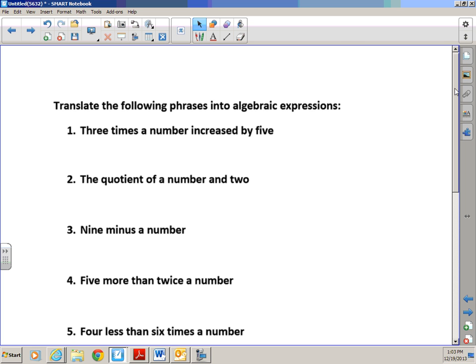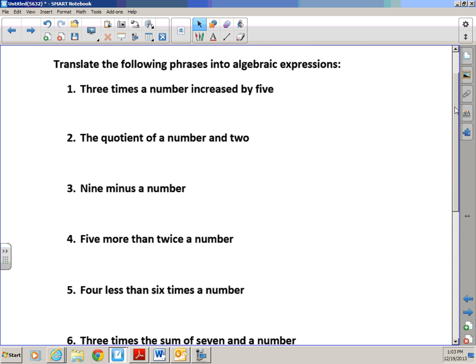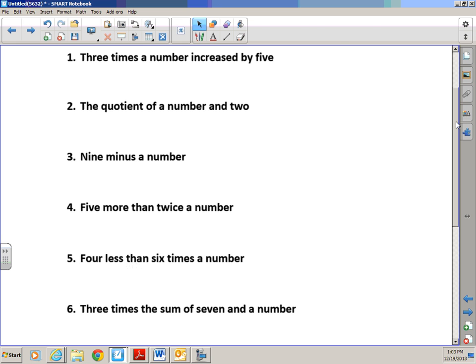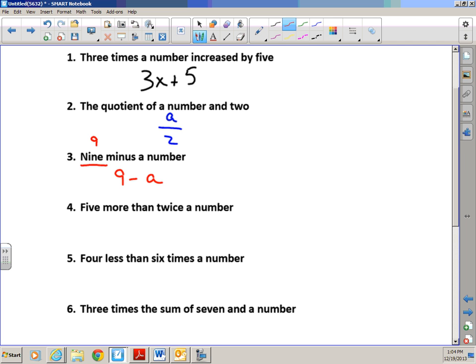All right, now we want to take the following phrases and translate them into algebraic expressions. Okay? So 3 times a number increased by 5. It doesn't matter what variable you use. I'll try to use B. I'll try to use different variables just so that you see that it doesn't matter. The quotient of a number and 2. 9 minus a number. Okay? And if it helps you, 9 minus sign a number.